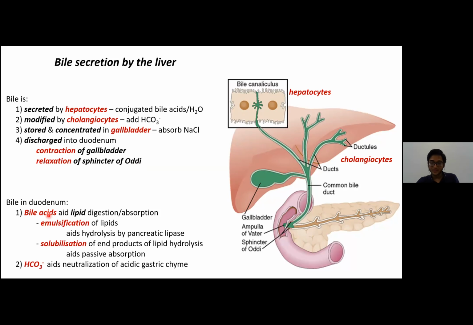Bile acids basically have two functions: emulsification, which increases surface area for digestion, then solubilization of the end products of lipid digestion, which is basically micelles. Okay, so this is emulsification, solubilization is by micelles. Bicarb aids neutralization of the acidic gastric chyme, and this is promoted by secretin release, which is basically like a negative feedback loop.